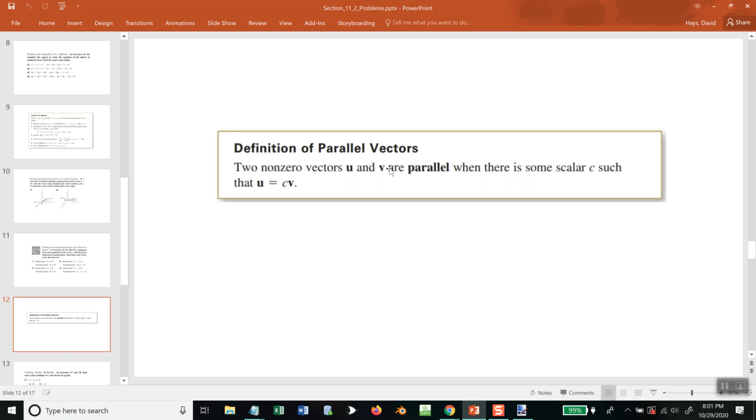Don't really do much with this in this section, but definition of parallel vectors. Two non-zero vectors u and v are parallel when there's some scalar c such that u is equal to c times the vector v.